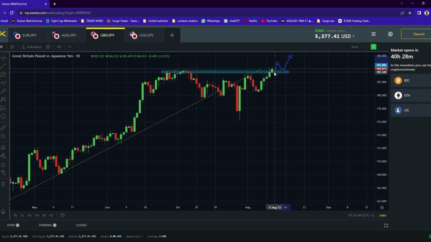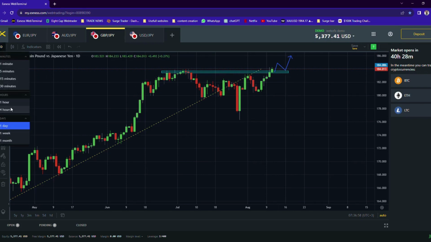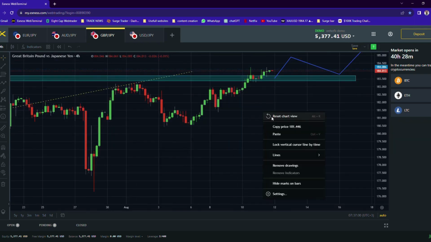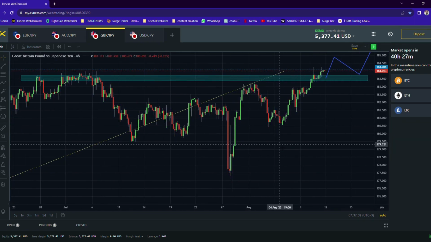So GBP JPY, we are waiting for this kind of market structure to go for the longs and try to risk whatever we can risk, and we go for the big move, guys. If you look into the smaller time frames, you can see how the market looks right there. There is a break of this zone and we are still waiting for that push and market correction so we can go for the long.